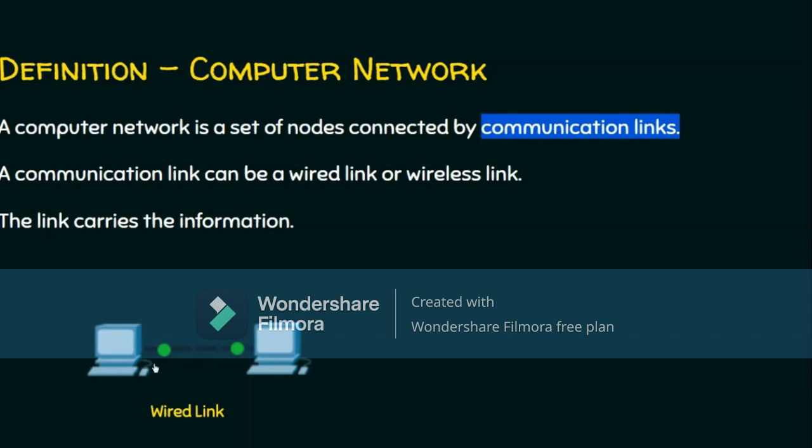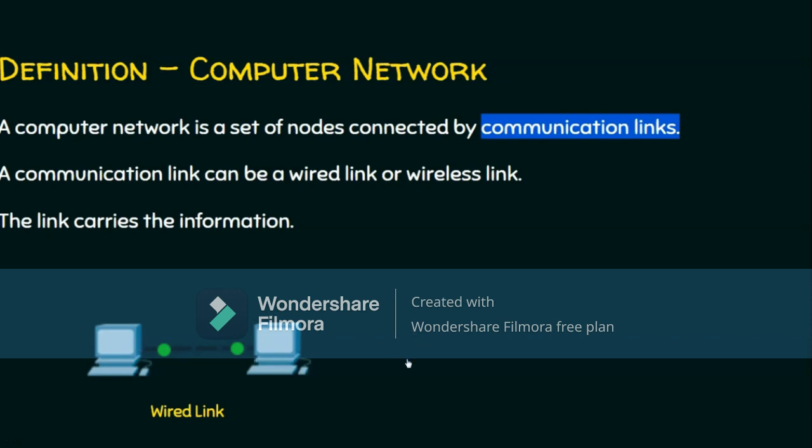Now these nodes are going to exchange their information, but for exchanging the information, they are depending upon this cable, where this cable is the link. Obviously, a cable is a physical medium, so it comes under the wired category. So the wired link carries the information from this computer to this computer or vice versa.